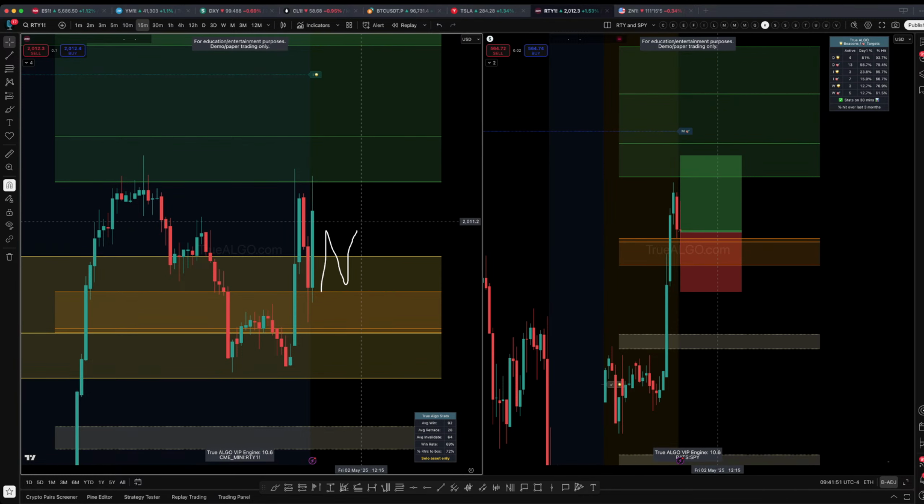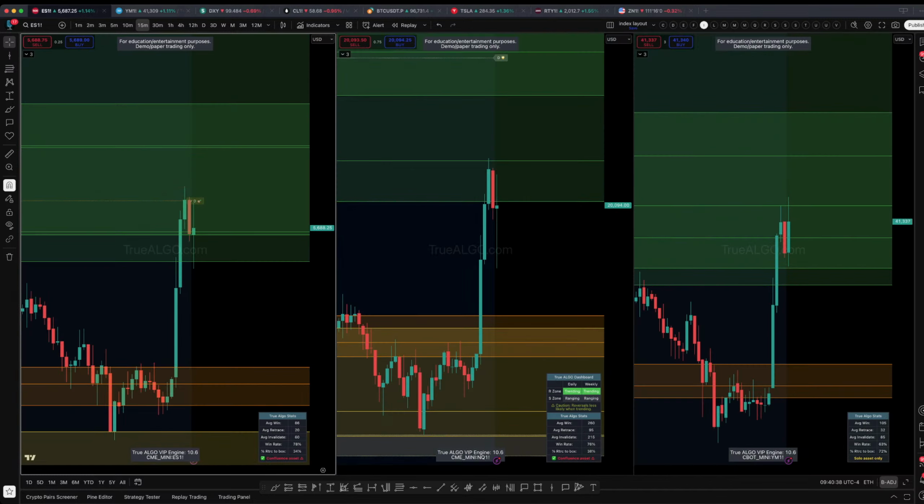Nothing else. Again, just hitting some reloads on SPY and some of the stocks. And then look at those. That's so beautiful, man.